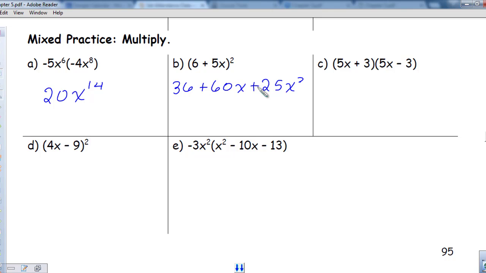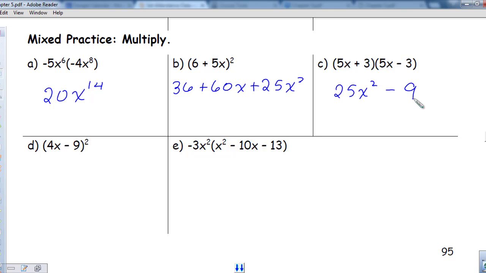Okay, great. All right, in C, which pattern did we have? Very good. A plus b times a minus b. So I can square my first term. Okay, very good. 25x squared minus 9. No middle term for that one.